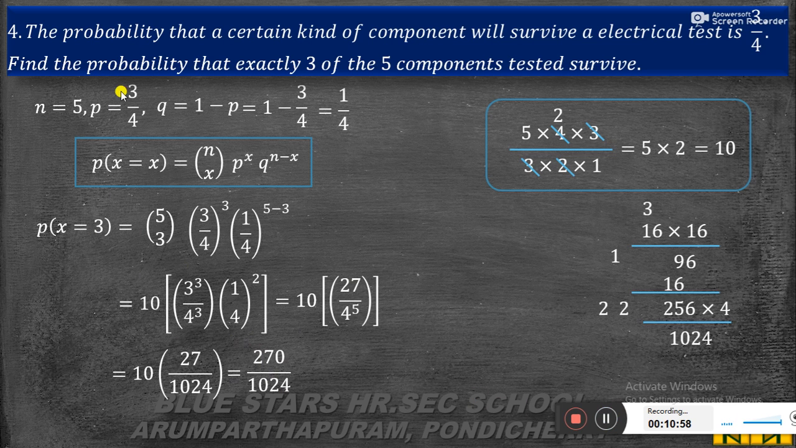So this is the answer for the probability that exactly 3 of the 5 components tested survive. Probability of X equal to 3 equal to 270 by 1024.